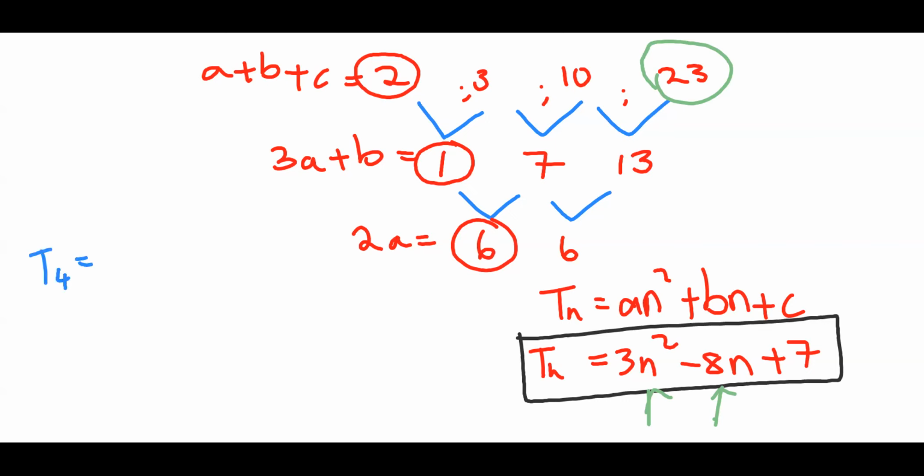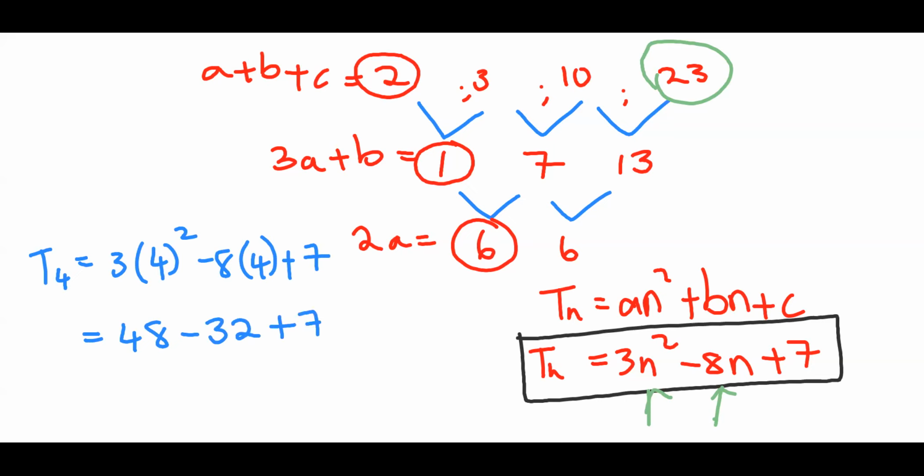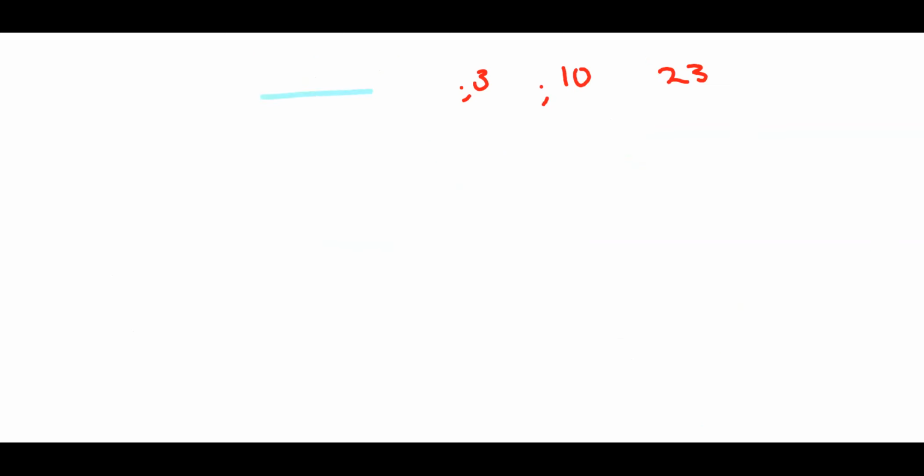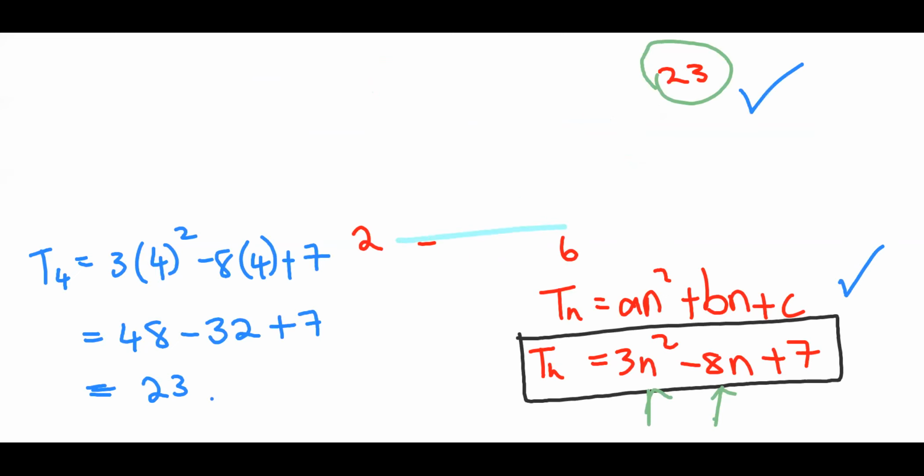Okay, so I'm going to substitute n with 4. You have 3 times 4 squared minus 8 times 4 plus 7. 4 squared is 16. If you times that by 3, you get 48. 4 times 8 is 32. 48 minus 32 is 16. And if you add 7 to 16, you get 23. Cool. So this is the correct formula because we got the correct answer there. We got the 23.